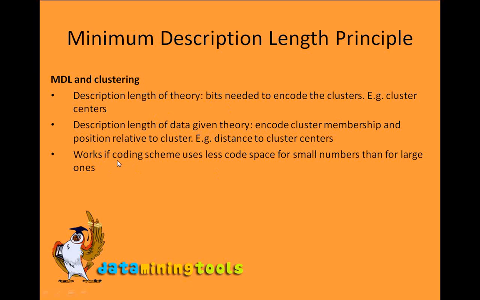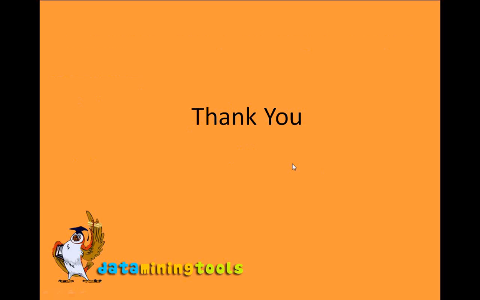This is only useful if the coding scheme uses less code space for small numbers than for large numbers. So by using step 1 and step 2, we have converted large numbers to small numbers, and it will only be useful if the coding scheme gives us some advantage for using small numbers.